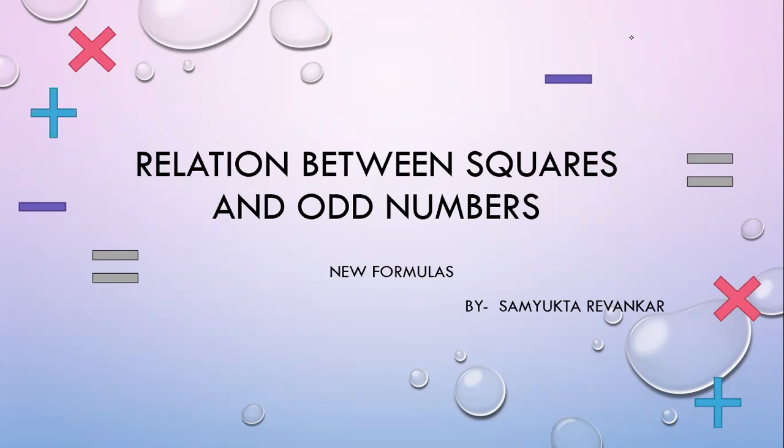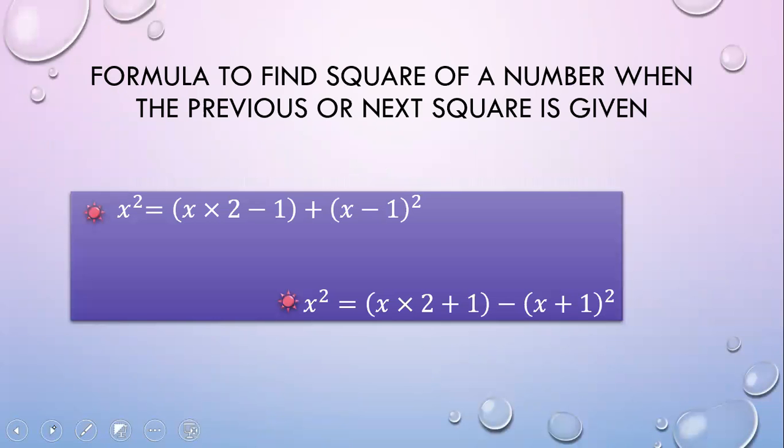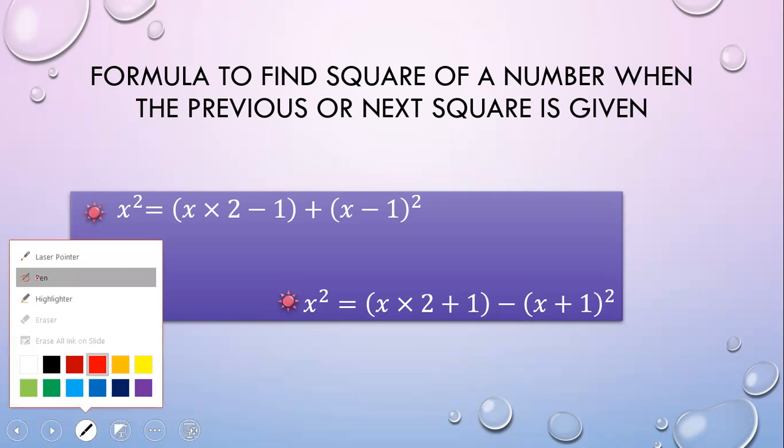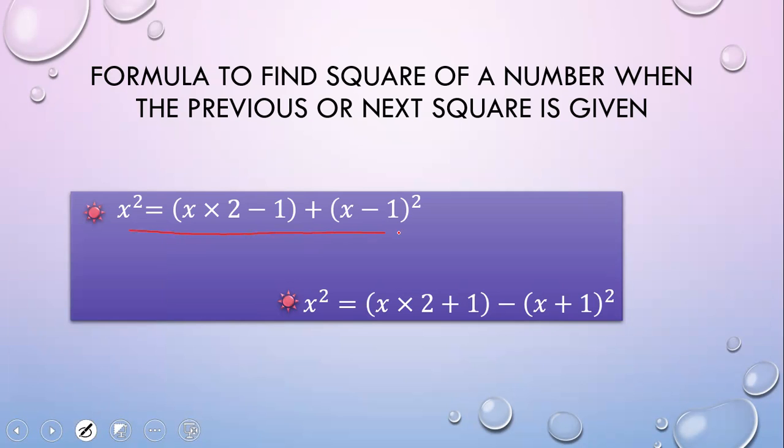Today, I'm going to teach you my newest finding, that is formulas to find squares of numbers when the previous or the next square is given. So I have two formulas that I've found, that is x square is equals to x into 2 minus 1 plus x minus 1 whole square, or x square is equals to x into 2 plus 1 minus x plus 1 whole square.